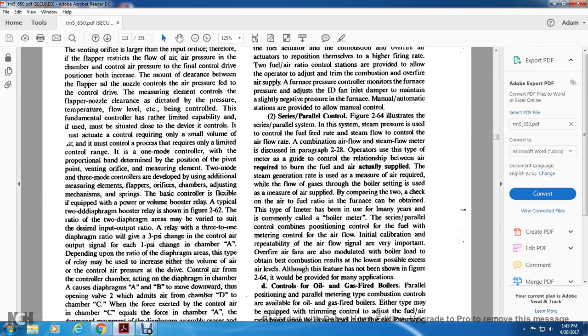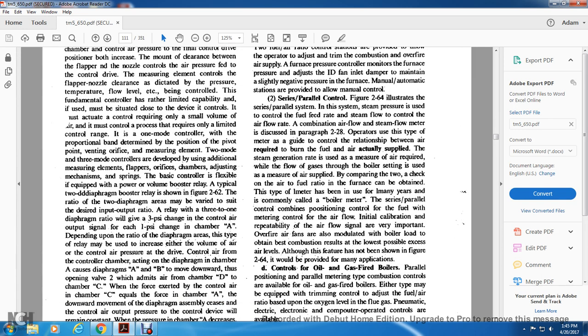The typical two diaphragm booster relay is shown in figure 262. The ratio of the two different diaphragm areas may be varied to suit the desired input and output ratio of the relay. A 3 to 1 diaphragm ratio will give a 3 PSI change in the control air output signal for each 1 PSI change in chamber A. Depending on the ratio of the diaphragm areas, the relay may be used to increase either the volume or the pressure of the control air at the drive.